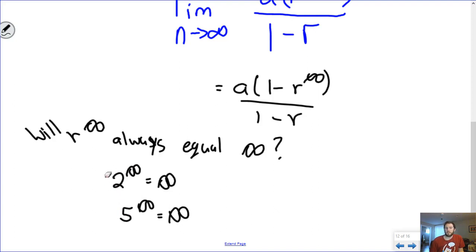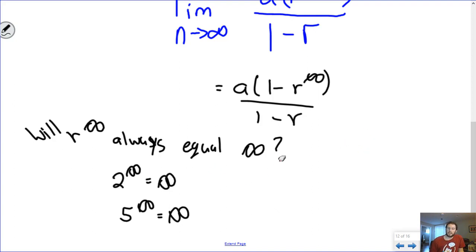But are those the only values of r? Is r always these numbers? And the answer to that is no, right? We have seen some series that don't diverge, they do converge. So what's special about those r values that make them converge? The answer is r has to be between -1 and 1. It has to be less than 1 and greater than -1, but not equal to 0.